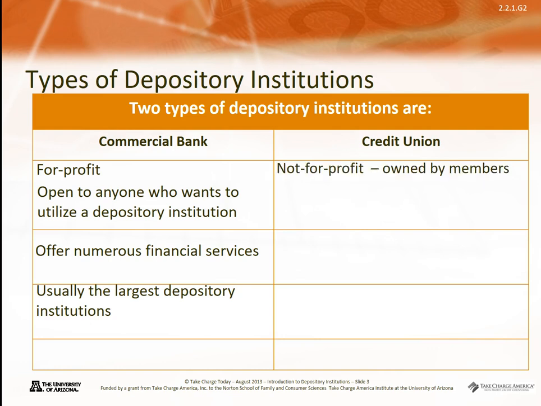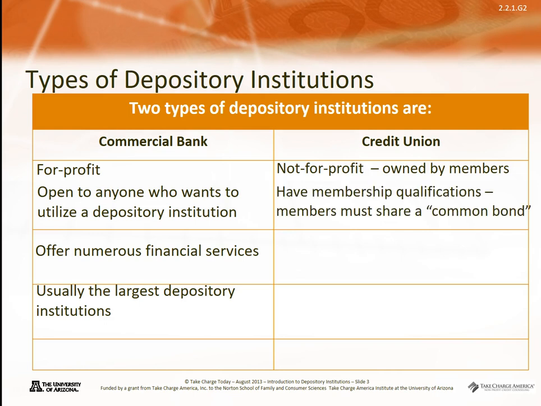Your credit unions are not for profit. They're owned by the members. There's a board of directors that is elected and that makes decisions, whereas with the commercial bank, the decisions are made more with shareholders in mind. And with the credit union, they have to share a common bond. You'll be watching a video in just a second that'll explain this a little bit further. But think of things that people have in common. You would have to meet that criteria in order to use the credit union.